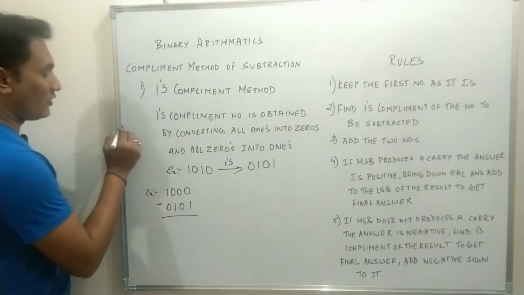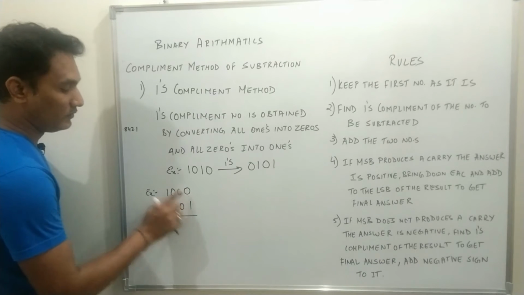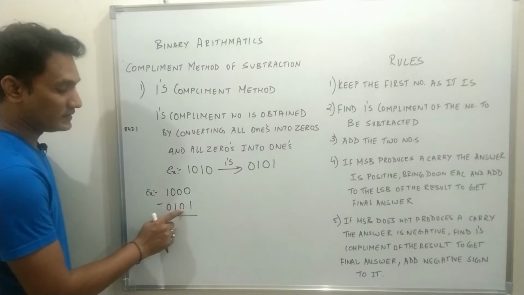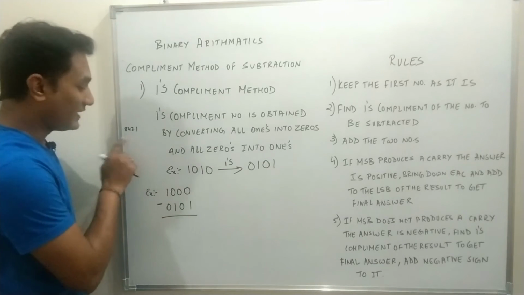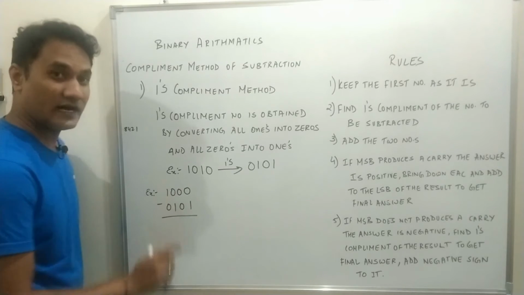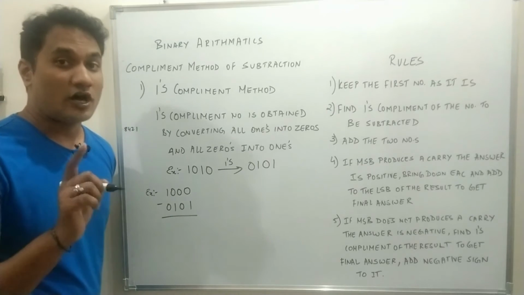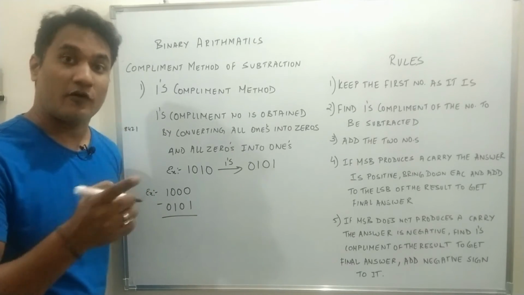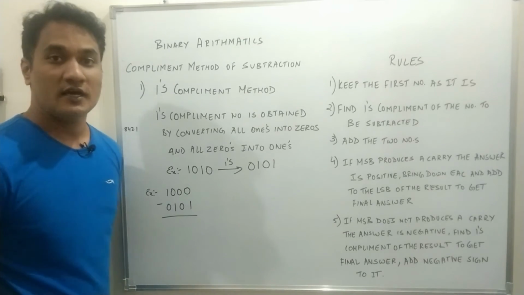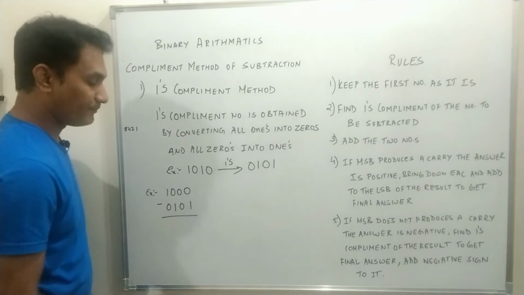What you can see is, according to the 8421 code, 1 0 0 0 means 8. 0 1 0 1 means 4 plus 1, 5. So 8 minus 5, the expected answer is 3, right? So we will not perform direct subtraction, we will perform only addition, but the answer will be for subtraction. That is what we have to understand, and for that we have to follow this set of rules.